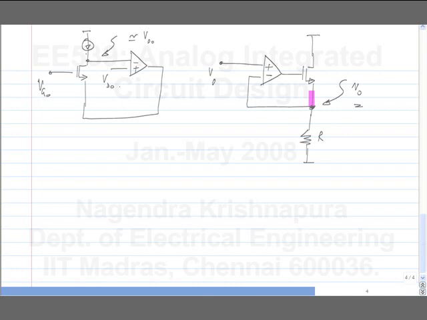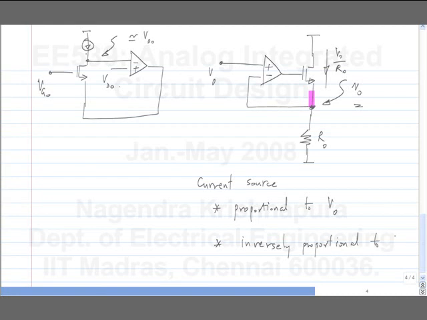If I just use a resistance R0, then the current through this will be V0 by R0, and then I can use this in other places. So I can make a current source. This can be thought of in different ways. Sometimes you need a current source proportional to a voltage, or you can think of it as inversely proportional to R0. That is also useful for many things. Whereas in the other case, this will not work, or at least will not work very well.